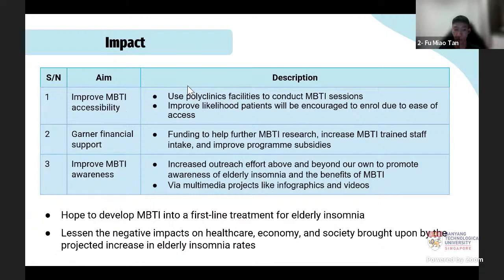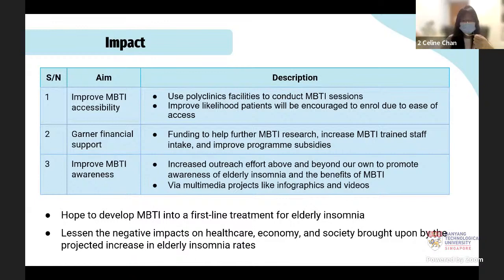Yeah, so as seen from the table, there are possible ways whereby the stakeholders can help enhance MBTI. So with this understanding of what the stakeholders can value add, we aim to use multimedia such as the video, part of which was shown at the start, to describe the issues brought upon by elderly insomnia, the current intervention measures and their limitations, and present how MBTI can be a promising alternative. By securing the partnership, we hope for MBTI to be a go-to first-line treatment for elderly insomnia, helping lessen the negative impacts that this sleep disturbance brings to the healthcare system, caregivers, and society at large.